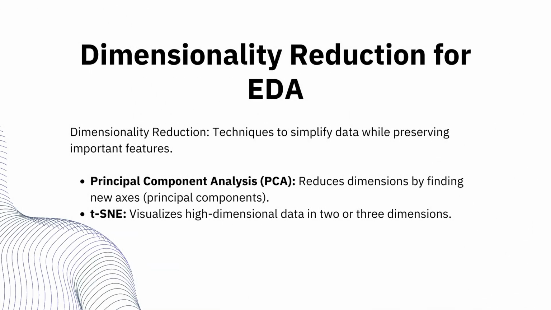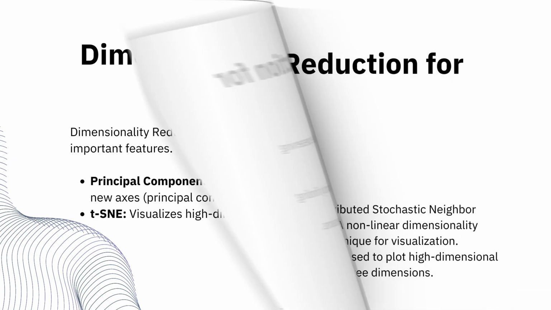When dealing with datasets that have a large number of features, dimensionality reduction techniques can help simplify the analysis. Principal component analysis, or PCA, reduces the number of variables by finding new axes that capture the maximum variance in the data. t-SNE is another popular technique used to visualize high-dimensional data in 2 or 3 dimensions, making it easier to spot patterns or clusters.